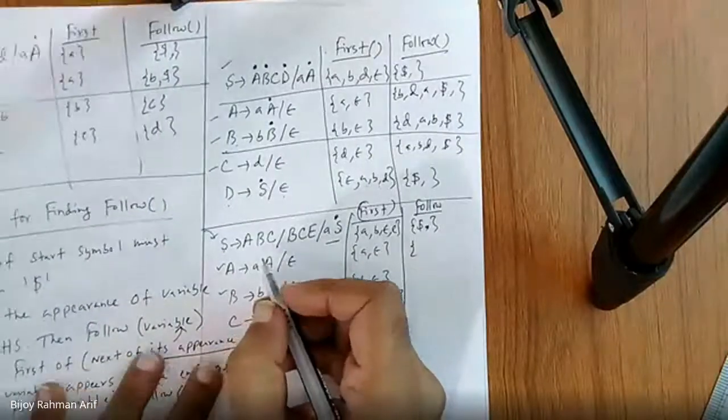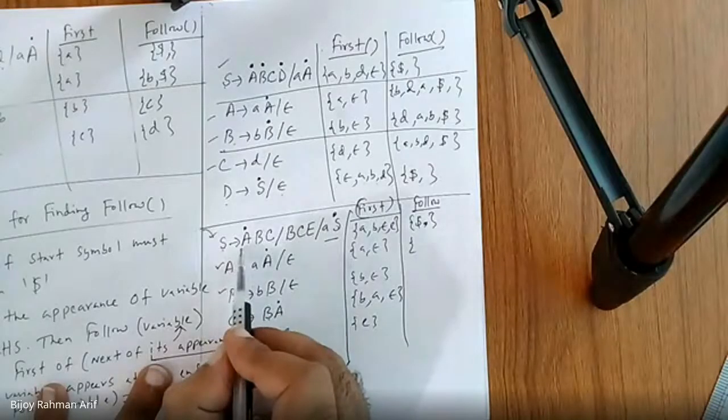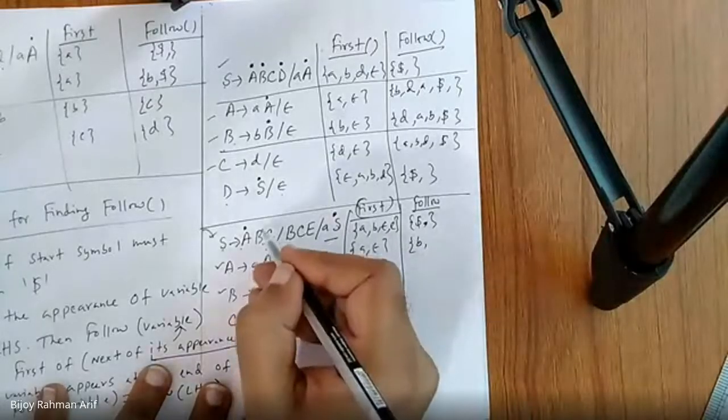How about this? A appears here, and appears here. Then what happened? Follow of A is nothing but first of B. First of B is what? B. If you put epsilon, this one is crossed out, vanished.